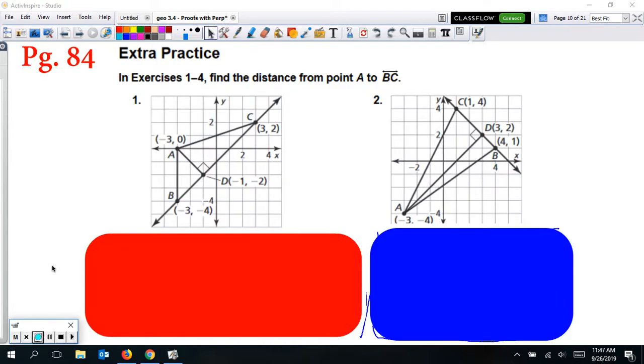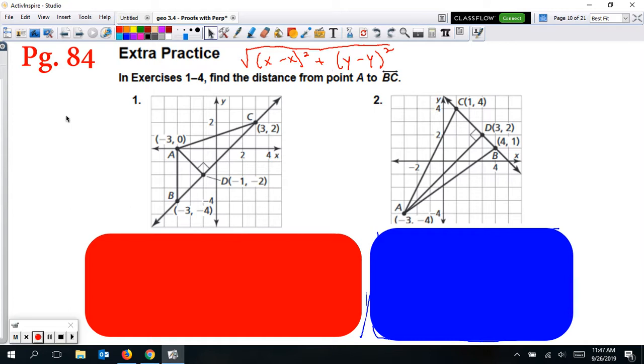All right, so here on page 84, 1 through 4, we're going to find the distance from point A to line BC, just like that example was showing us. And just to remind you what the distance formula is, it's 1 big square root. We're going to subtract x's and square it, plus subtract the y's and square it. So we need 2 points. That would give us 2 x coordinates and 2 y coordinates to plug into our formula.